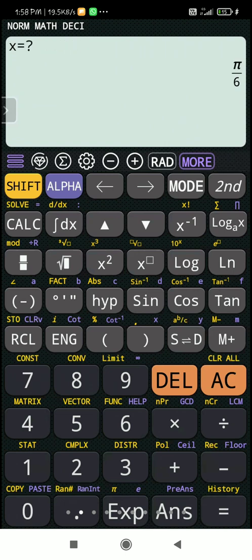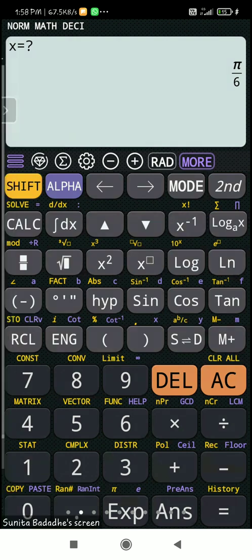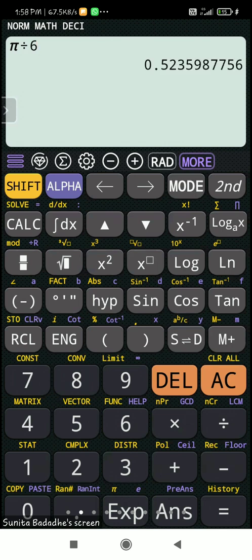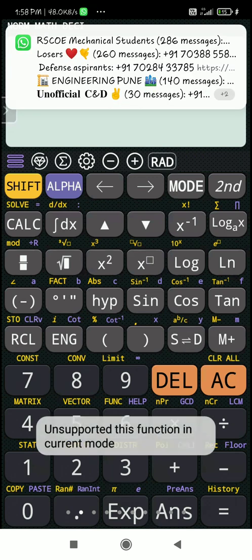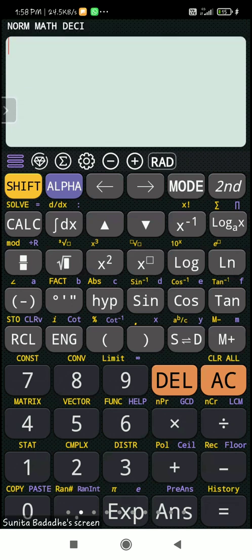Now the x value. I have to enter pi by 6. So shift key and pi, by 6, equal to, this is your x. Then it is asking what is your y. y is 9.2, equal to. It is giving me the answer in fractions, but I want that answer in decimals. So I'll use this SD key, or you can use shift equal to.